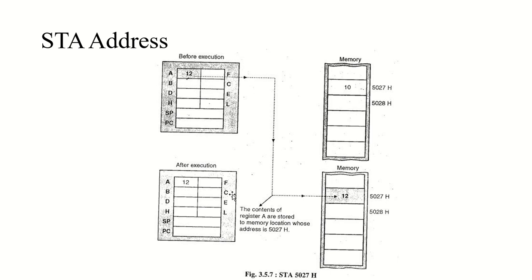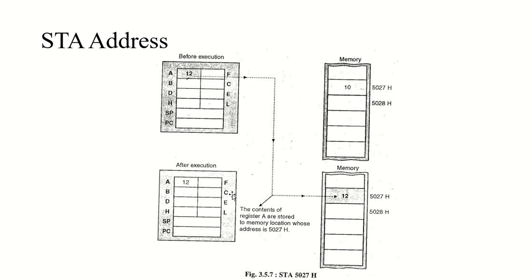And the final one is STA address. This instruction copies the content of the accumulator to some memory location whose address is specified in the instruction. And this is a 3 byte instruction. The first byte is the opcode, the second byte is the lower order byte of the address, and the third byte is the higher order byte of the address. And it's also operating in the direct addressing mode. No flags are being affected.